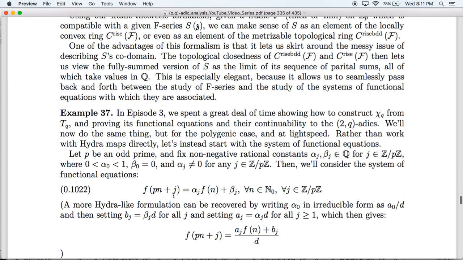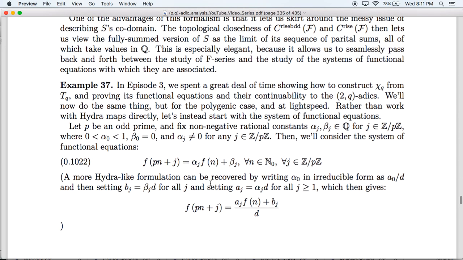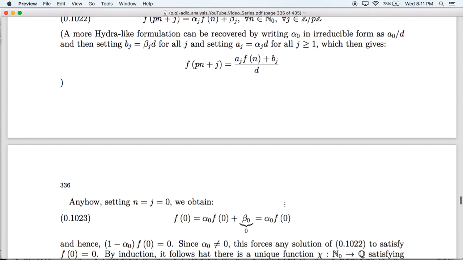f of pn plus j equals alpha j f of n plus beta j, and this is going to hold for all non-negative integers n and for all j from 0 to p minus 1. Note that a more hydra map-like formulation can be recovered by writing alpha 0 as a over d and then setting b j to equal beta j d, and then we end up getting this formula.